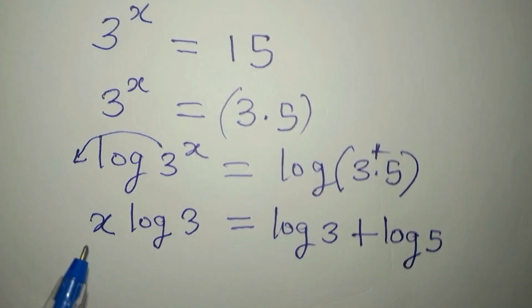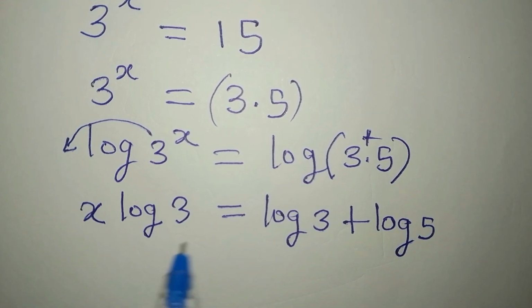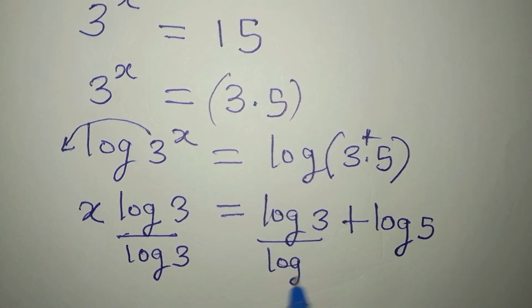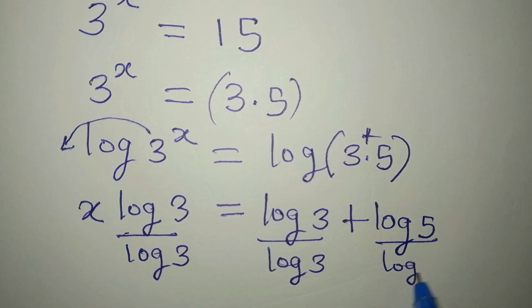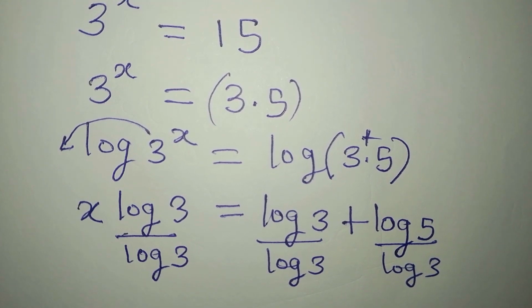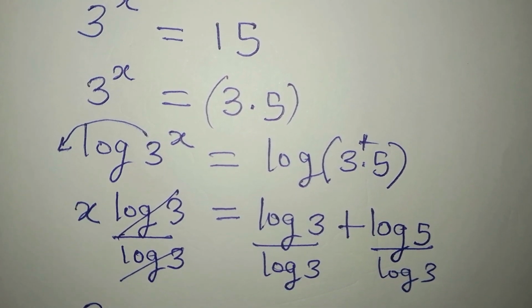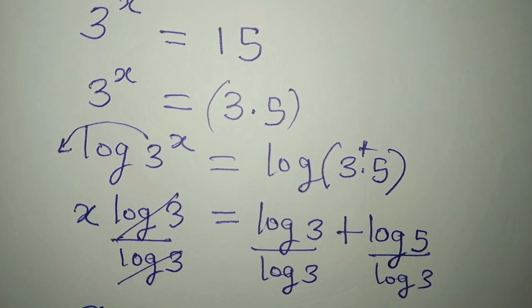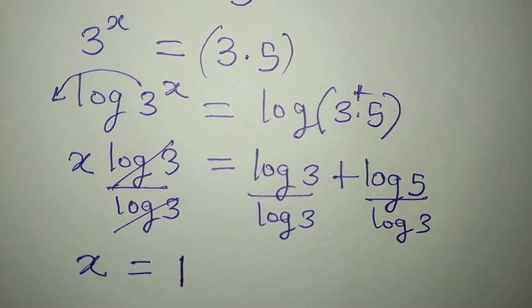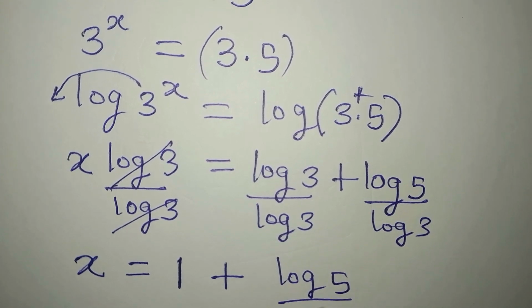And like you know, we are looking for the value of x. So the next thing is to divide both sides by log 3. So log 3 will go into log 3. The same log 3 will go here, and this will still go log 3 there. So what we have done is to divide all through by log 3. Now this and this can go, so that x is alone, and it is what we are looking for. Log 3 over log 3 is not 0, it is 1. Then plus log 5 over log 3.